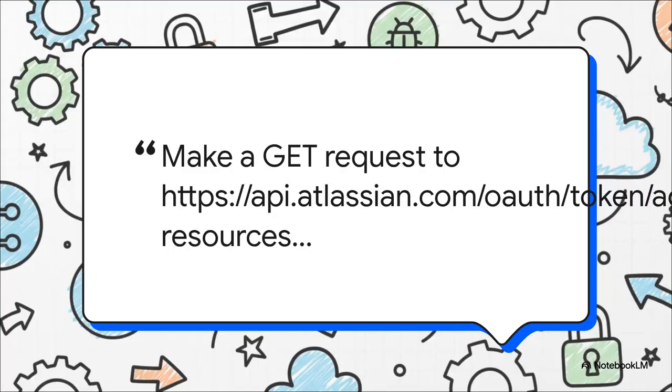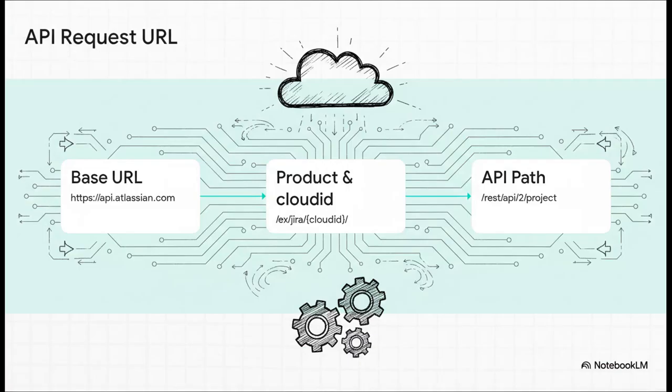So how does the app get that ID? It's simple. It makes a quick API call to a special place called the Accessible Resources Endpoint. Atlassian then sends back a list of all the sites you've said are okay to access. The app just looks through that list, finds the one it needs, and pulls out that ID value. Easy.